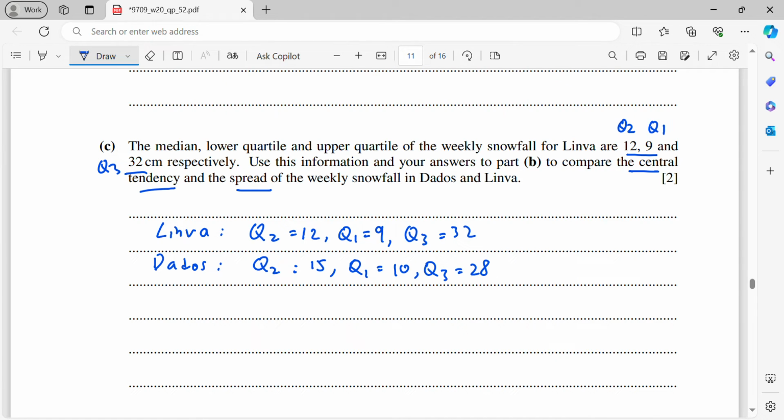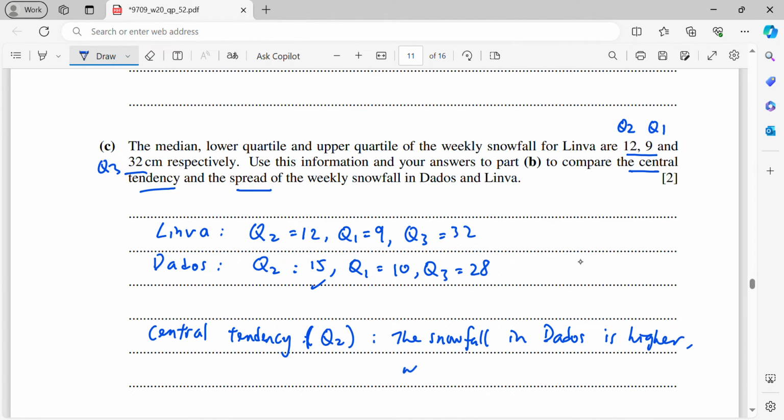Q3 is 28. Okay, so when you compare the central tendency, central tendency means that it is the median. Okay, central tendency we refer to median. So this one is Q2. So you can just say the snowfall in Dados, plus Q2, is higher, which is 15 compared to Linhua, which is only 12.